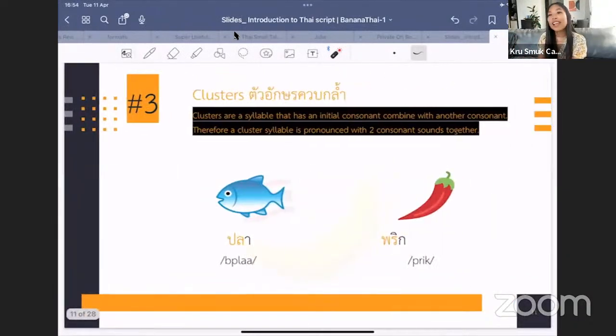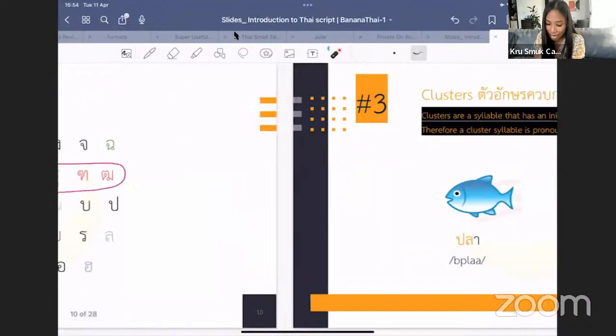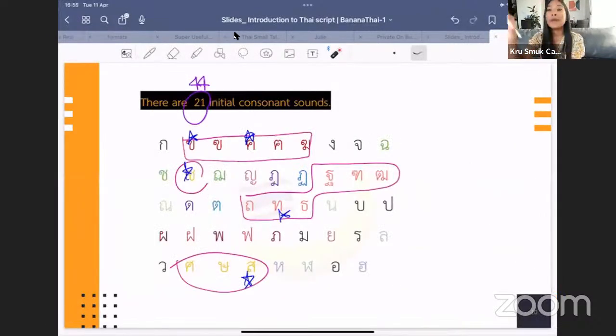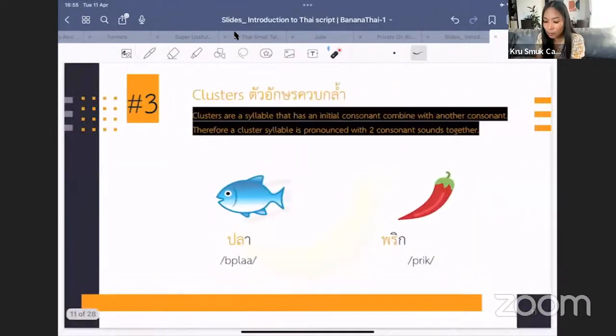Okay, so that was the brief information about consonants. There are 44 consonants, but only 21 initial consonant sounds. Many of them share the same initial consonant sound, and you already know why we call it gõ gai and saw สือ. Now let's move on a bit to the cluster. Clusters are consonants that cluster together, and we pronounce the two consonant sounds together as an initial consonant sound. So the initial consonant sound can be more than one if it's a cluster.